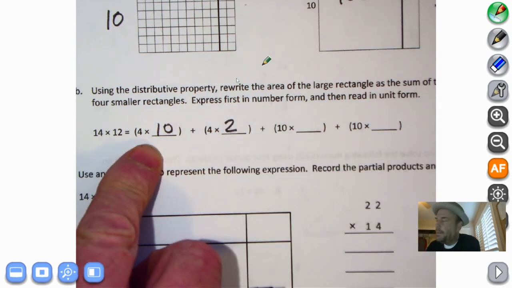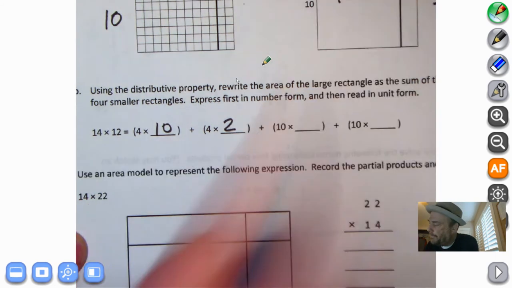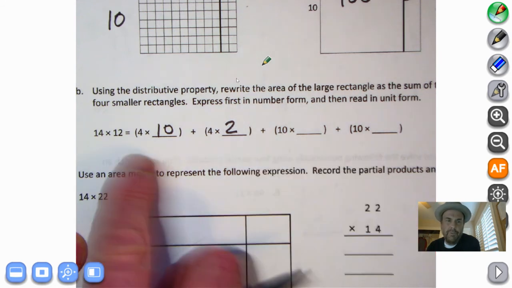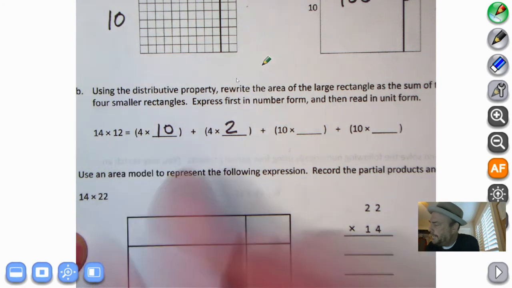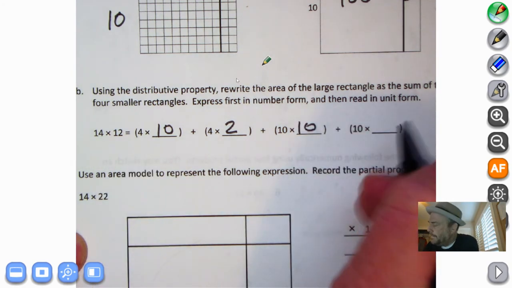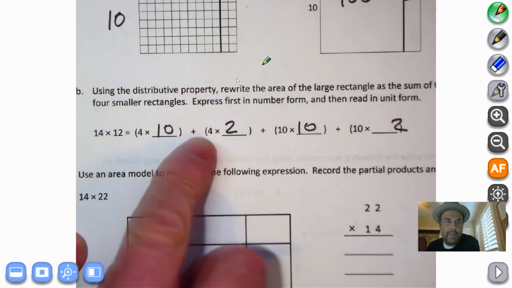And then if we look back up there, we can see 4 times 10 is 40 and 4 times 2 is 8. So we're going to add on to that 10 times what? Well, this is the 10 part of the 14. So 10 times 10 and 10 times 2. So we can see that this is 14, the 4 and the 10, and we're multiplying them both by 12.